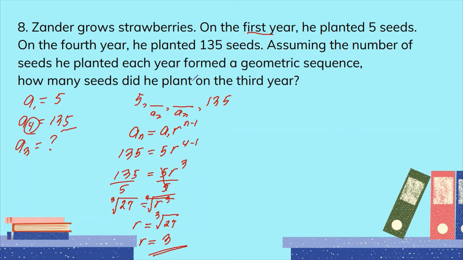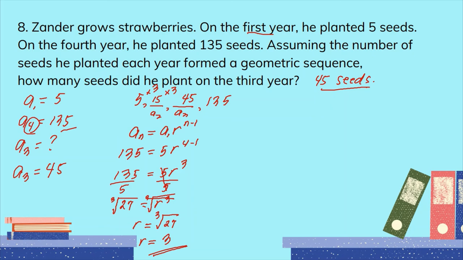So, how many seeds did you plant on the third year? Multiply lang natin 2 by 3. 5 times 3 is 15. 15 times 3 is 45. So therefore, our A sub 3 now is equal to 45. So the answer to the question, how many seeds did he plant on the third year, is there are 45 seeds. Okay.